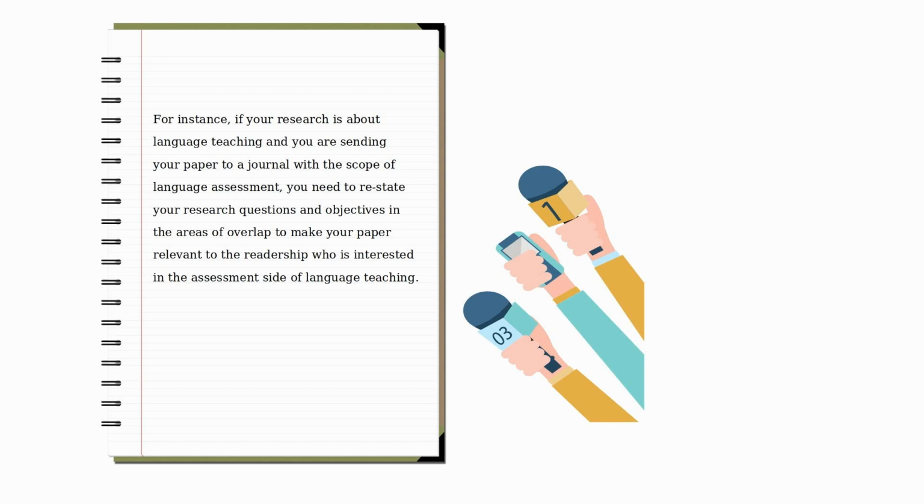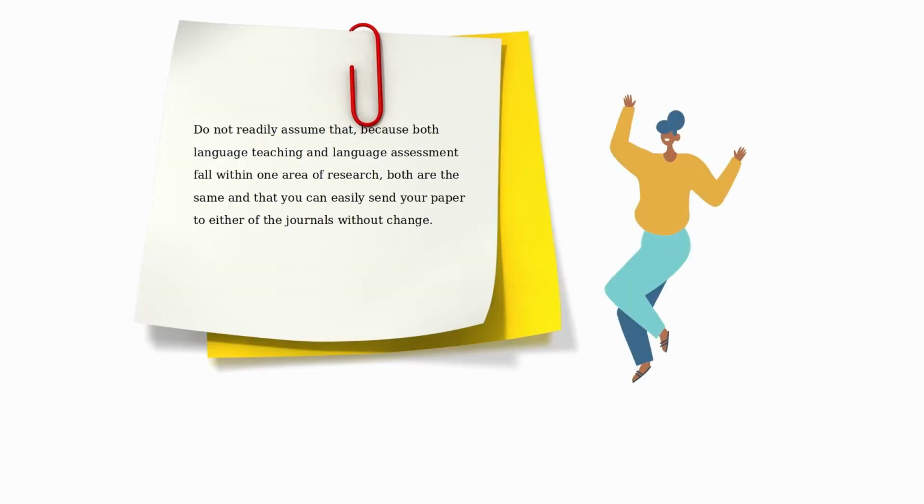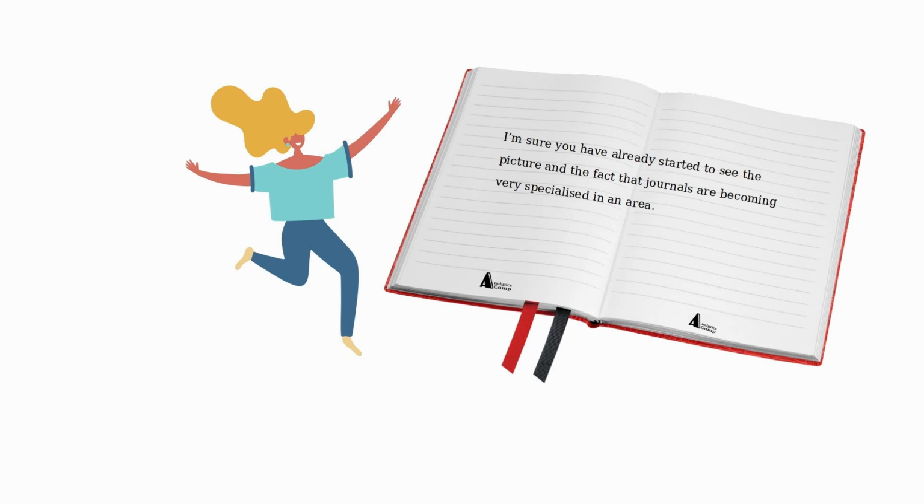For instance, if your research is about language teaching and you're sending your paper to a journal with the scope of language assessment, you need to restate your research questions and objectives in the areas of overlap to make your paper relevant to the readership who is interested in the assessment side of language teaching. Do not readily assume that because both language teaching and language assessment fall within one area of research, both are the same, and that you can easily send your paper to either of the journals without change. I'm sure you have already started to see the picture and the fact that journals are becoming very specialized in an area.